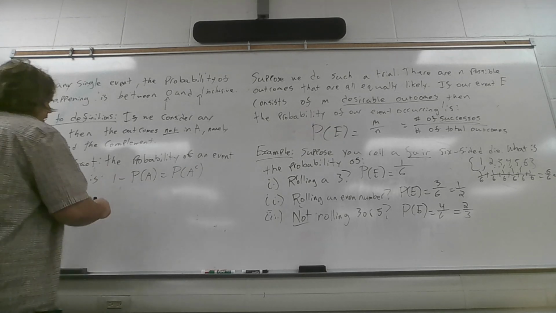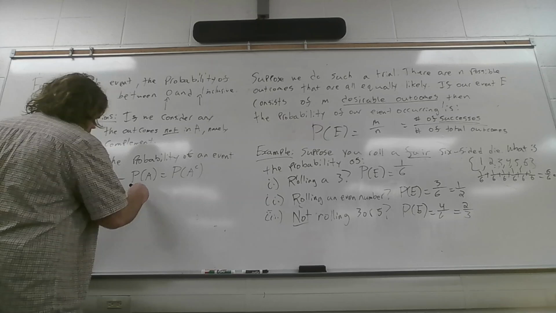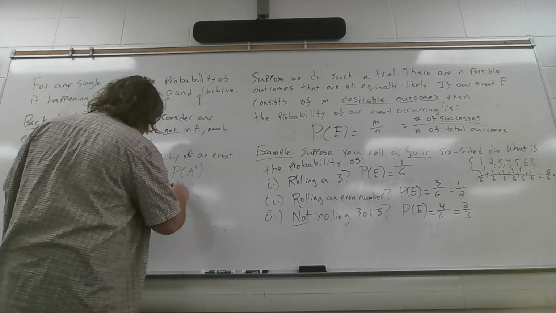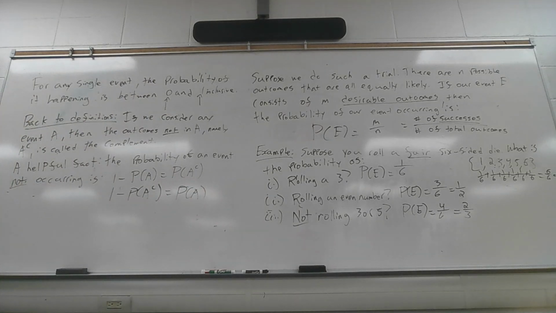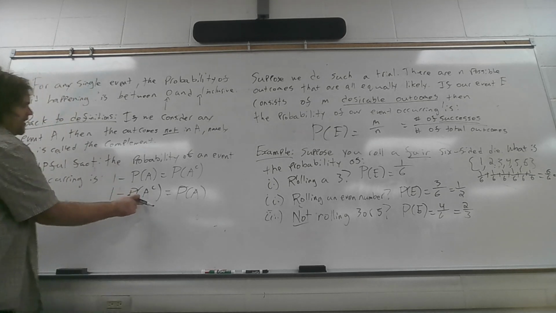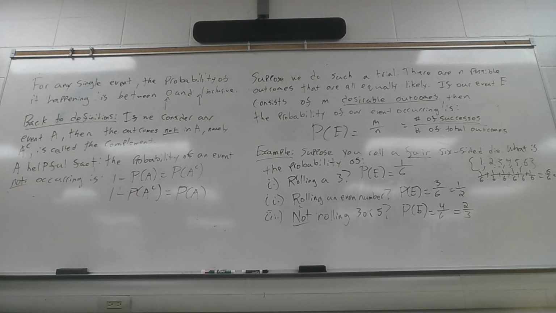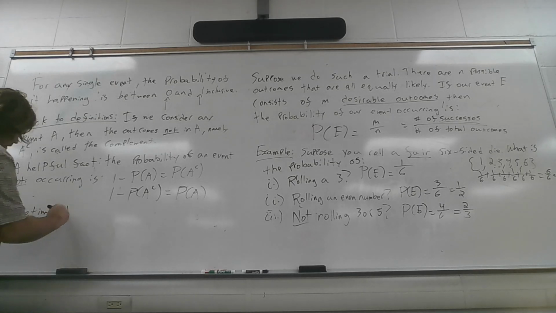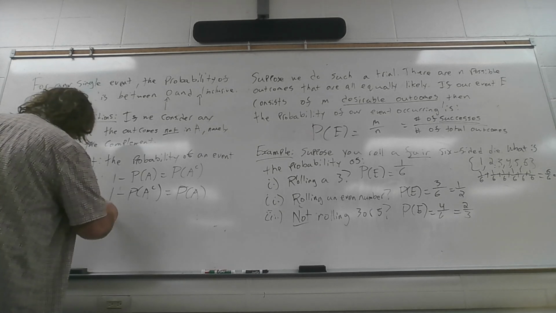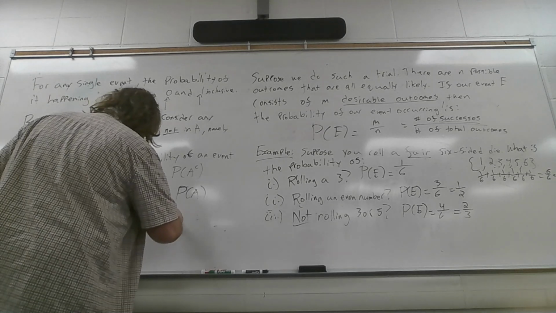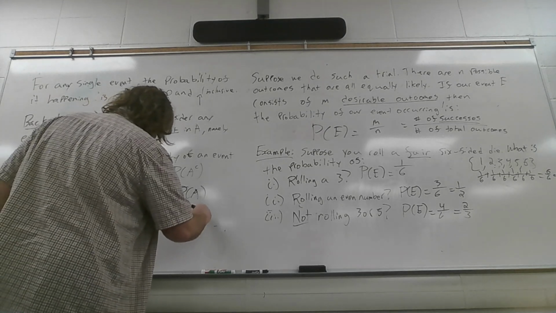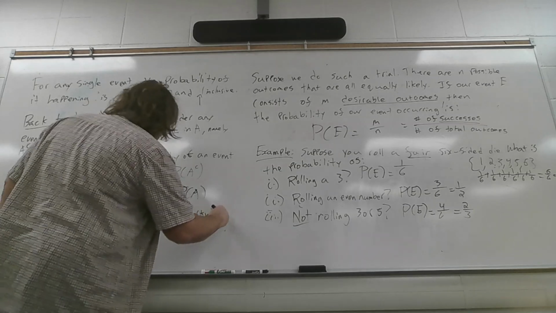So the reason why this is useful is we can also switch it around. The probability of the event happening is actually 1 minus the probability of the complement. And this is helpful because sometimes understanding this complement is easier. So sometimes the complement is easier to work with. And I can show you an example of that real quick.